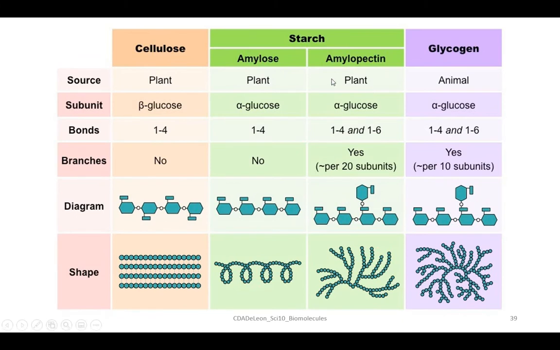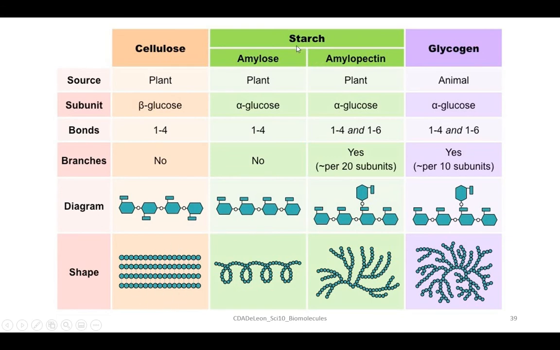So, let's have a summary of polysaccharides. We have cellulose, which the source is the plant. The subunit is beta glucose, which is composed of 1 to 4 bonds. There's no branching. Okay, and we have this type of diagram that can be observed in cellulose, and the shape is this.